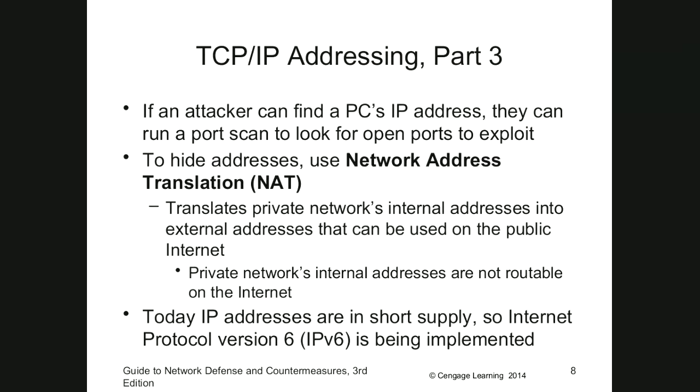So you have what's called a private network's internal address, and that gets converted into external addresses that can be used on the public internet. So the IP address that is floating around for your computer on the internet is not the actual IP address of the computer. It's a translated one from private to public. As you see the note there, private networks' internal addresses are not routable on the internet.